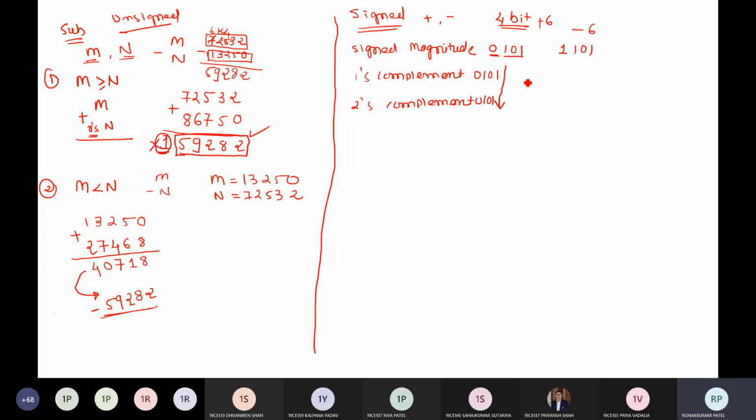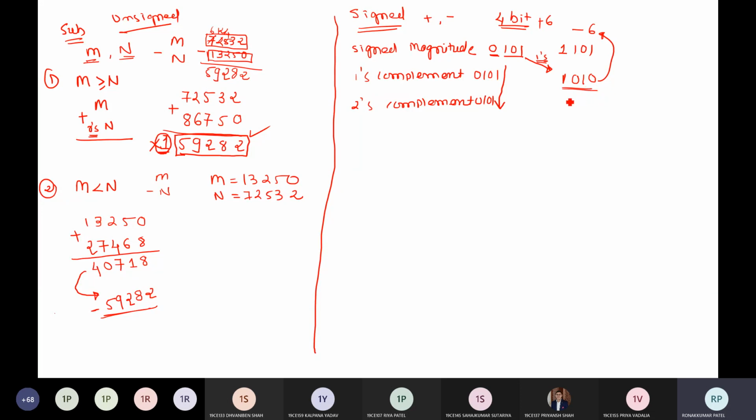Right? Now, to get the 1's complement representation of it, first represent your 6 in positive. Now take the 1's complement of this number, which means convert 1 into 0 and 0 into 1. So 1 0 0 1. This is the 1's complement representation of -6. Right, the 1's complement representation of -6.